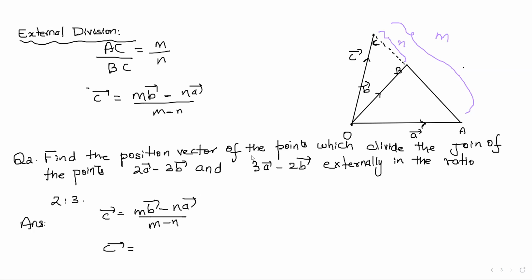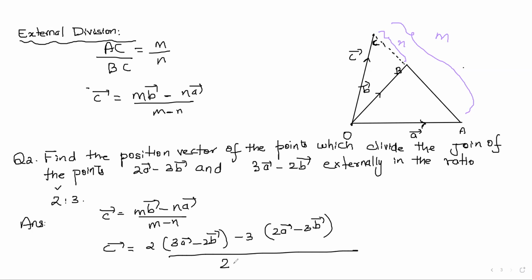So here, M into B. So the first ratio we are taking as 2. Second is B, so 3A minus 2B minus N, so that means 3 into 2A minus 3B, by M minus N. M minus N means 2 minus 3. Now please do the calculation, Nabil, Huzaifa and Atif, and share your answer.